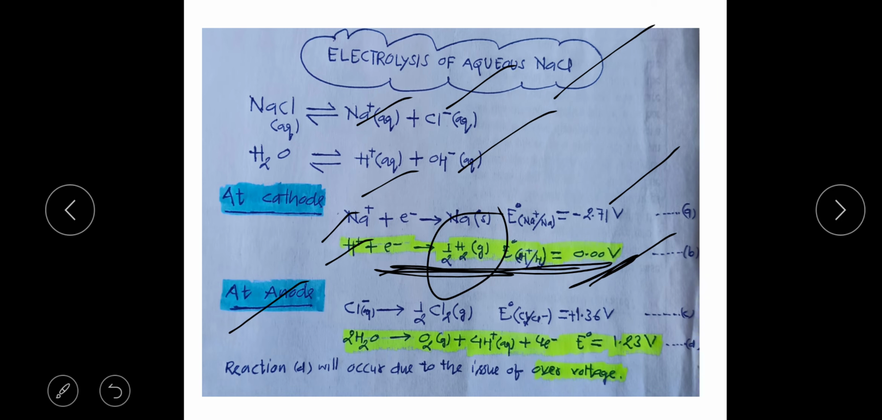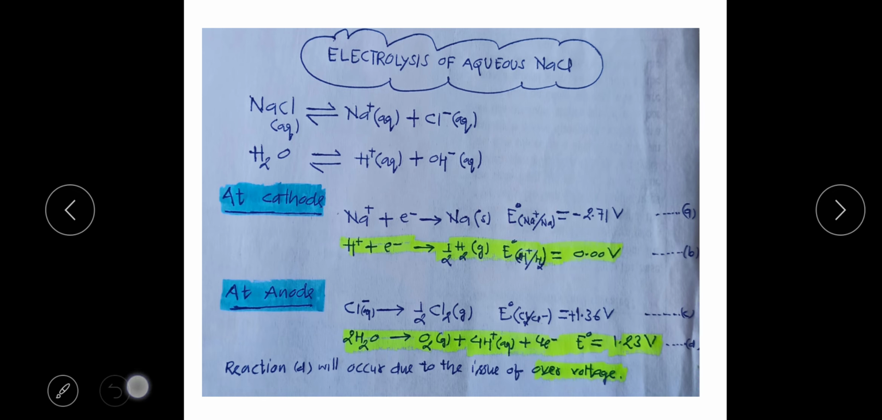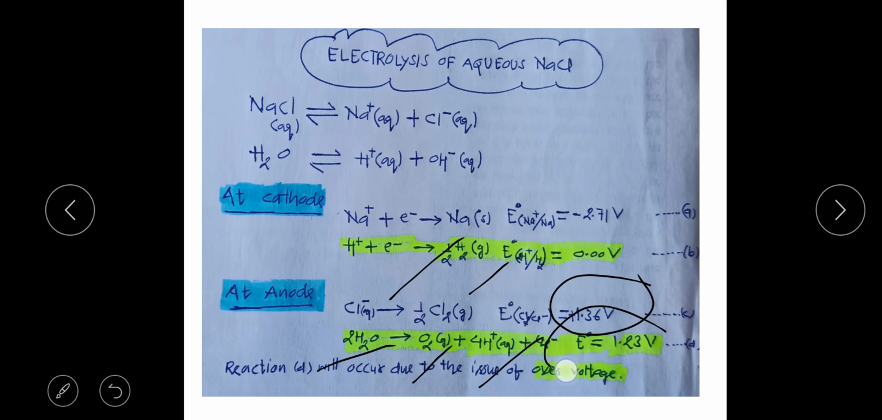However, at the anode, there is something which is a little difficult to understand, but I hope I'll be able to make you understand with a nice reasoning. Look here, chloride ions can lose electrons to become chlorine gas. Reduction potential is 1.36 volt. Water can oxidize to become oxygen and H positive. Here the reduction potential is 1.23.